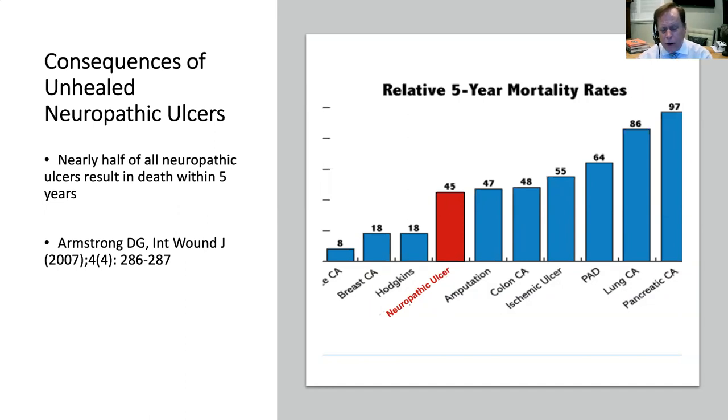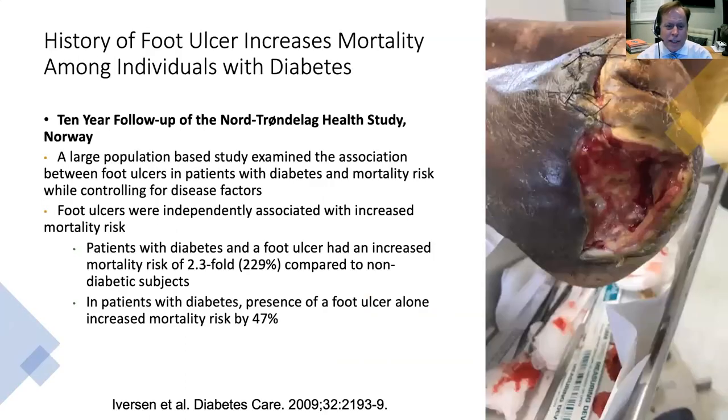So when you look at this diagram, you say, well, yes, these patients are dying, but it isn't a neuropathic ulcer, it's the diabetes. And of course, that's a common misconception. And one has to look no further than this next study done out of Norway on a very large population set, controlling for disease factors in diabetics versus non-diabetics, and looking at mortality risk.